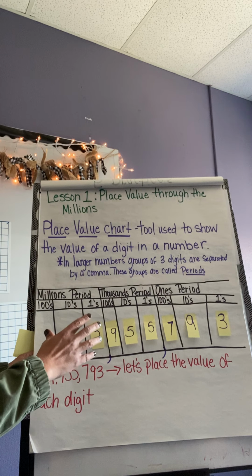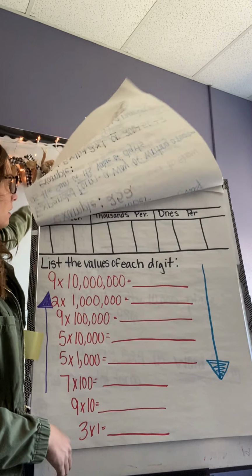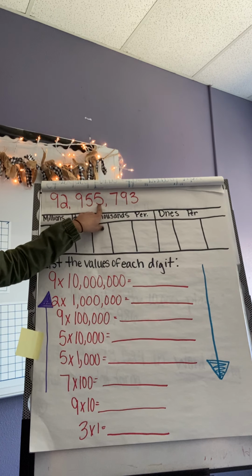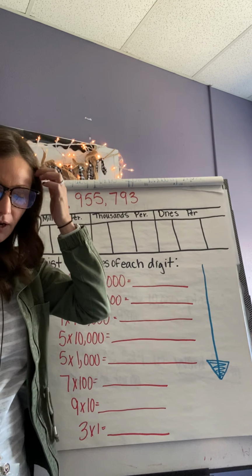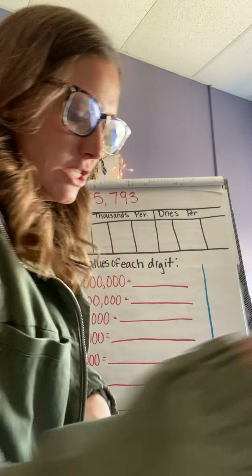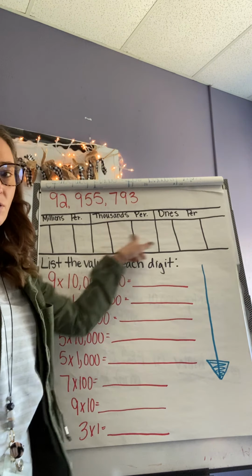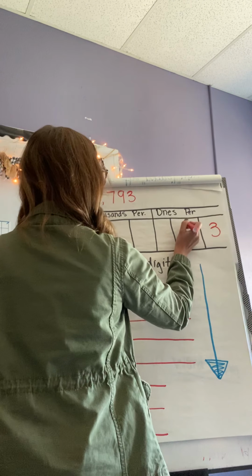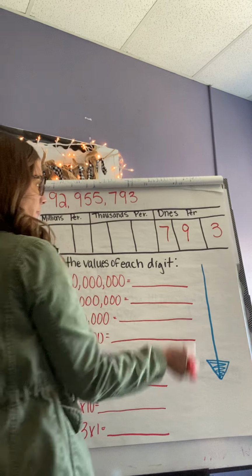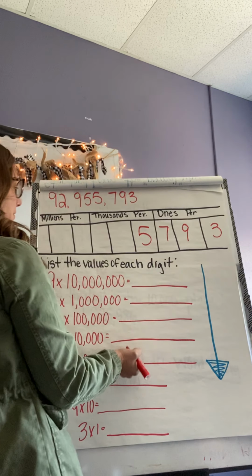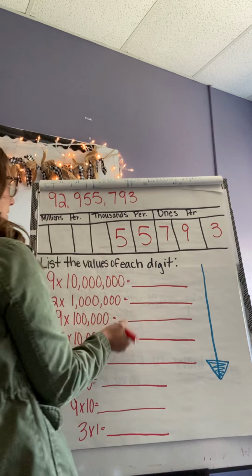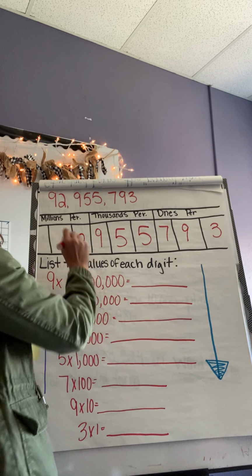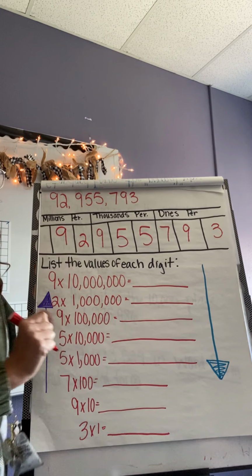All right, so let's look at this number a little bit more and talk a little bit more about what it means to have a place value. There's my number again, 92,955,793. And I've already moved these numbers into my place value chart, so I'm just going to quickly slide them down into this chart so we have them in front of us. So I had 3 ones, 9 tens, 7 hundreds, 5 thousands, 5 10,000s, 9 100,000s, 2 millions, and 9 10 millions.